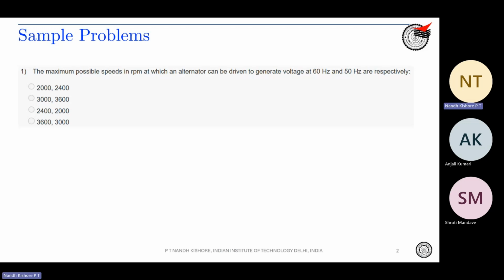We know that the maximum possible speed is going to be your synchronous speed, which is 120 into F by P, correct? In order to have maximum NS, you need to have minimum number of poles. Obviously, your P should be minimum, which means it's a two-pole machine. You cannot go lesser than a two-pole machine. So if your P is 2, in the first case, when your F is 60 hertz, your maximum speed is going to be 120 into 60 by 2, which would give you how much?